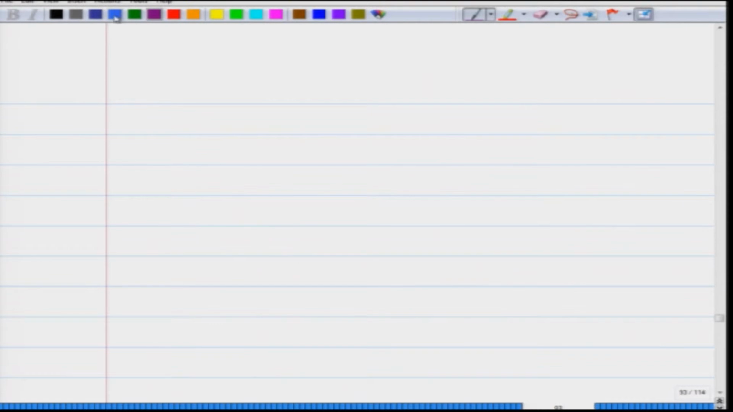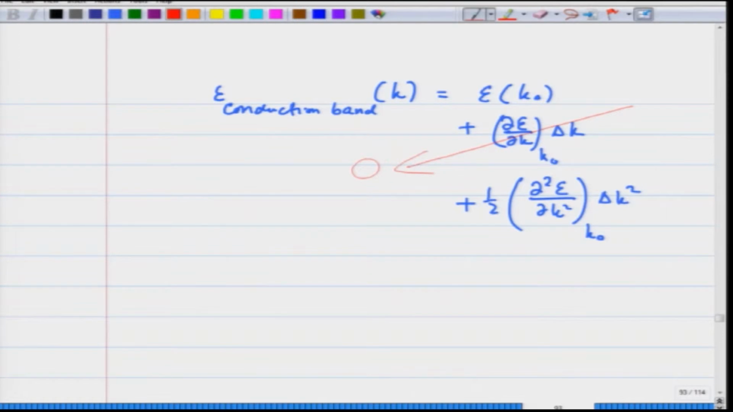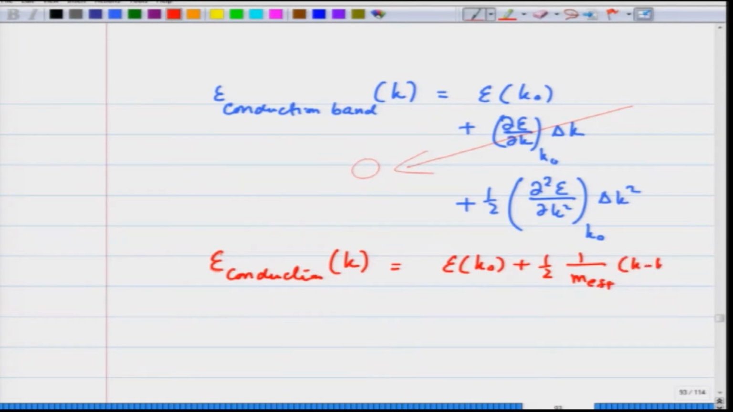And therefore, if I were to expand the energy, let us call it now conduction band, as a function of k, it will be E at k 0, where the minimum is, and we have seen either it is at the Brillouin zone boundary or at k equals 0, plus dE dk at k 0 times delta k plus 1/2 d2E by dk square at k 0 delta k square. The second term is 0, because we are talking about the minimum of the band, and therefore, I have E conduction as a function of k is equal to E k 0 plus 1/2 1 over m effective at k equals k 0 times k minus k 0 square.